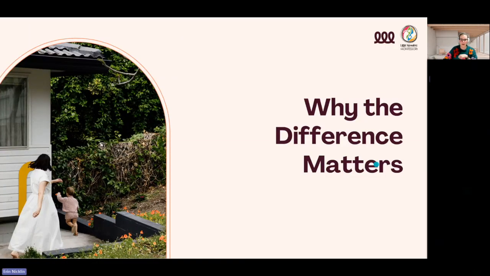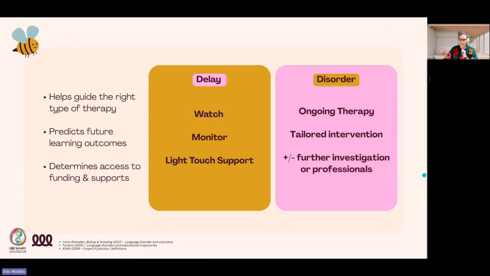All right, let's have a look at why the difference matters for our children. So understanding whether a child has a delay or a disorder is more than just a label. It changes what we do next with that little person and family. So if it's a delay, they might simply need monitoring, enriched language experiences at home, and check-ins to make sure that they're catching up. Many late talkers do close their gap by preschool, especially if parents are supported with the right strategies. There's a lot of research to support this as well, that we can do that watch, monitor, light touch support options. However, if a child's presenting with a disorder, they will need targeted therapy.